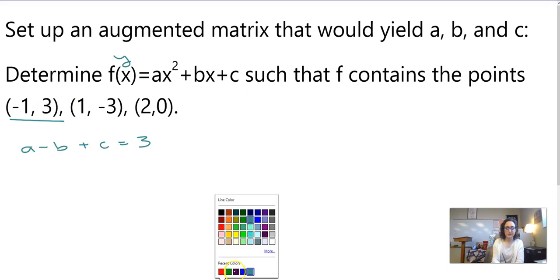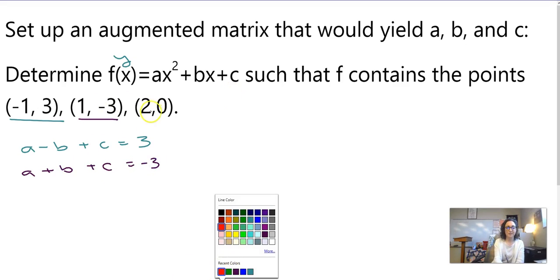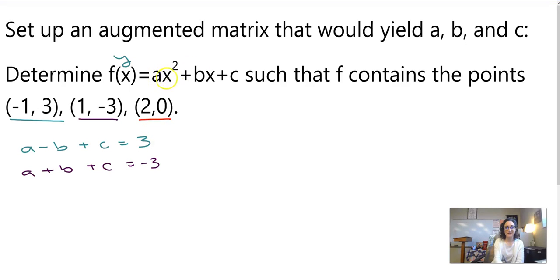Okay, let's do the same thing for the point 1, -3. So now I'm going to plug in +1 for all my x's. So a times 1 squared is just a, plus b times 1 is just plus b, and then I've got plus c, and that is equal to -3. All right, last one. Now let's plug in 2 for x. So a times 2 squared would be 4a, plus b times 2, so that's the same as 2b, plus c, and that's equal to f of x, or y, which for this particular x is 0.